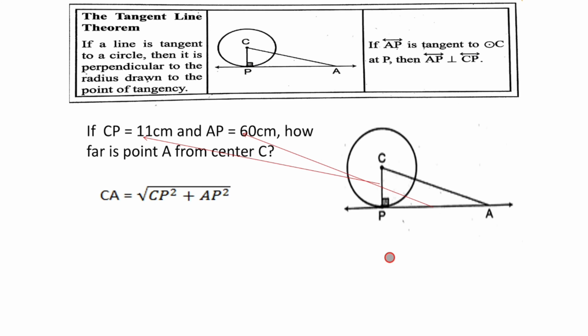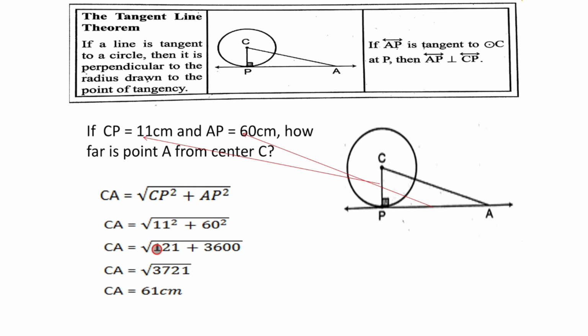Now, in this case, since meron tayong 90 degrees and nakabuo tayo sa diagram natin ng triangle, pwede tayong gumamit ng Pythagorean formula, or the idea of Pythagorean. So, we have here CA. Since ang kinuha natin is simula dito, papunta dito, this is equivalent to the hypotenuse. Therefore, magkakaroon tayo ng the square root of CP squared plus AP squared.